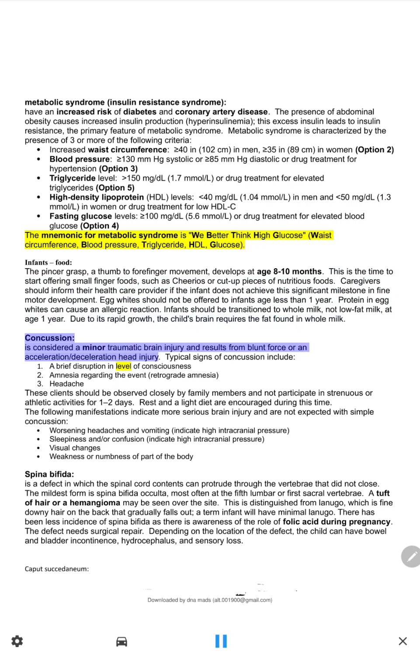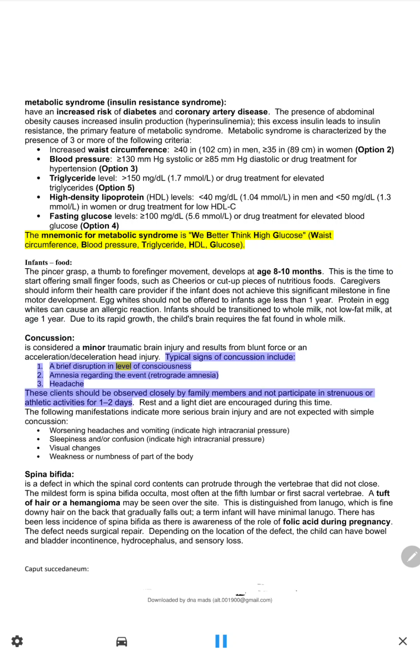Concussion is considered a minor traumatic brain injury and results from blunt force or an acceleration, deceleration head injury. Typical signs of concussion include: 1. A brief disruption in level of consciousness. 2. Amnesia regarding the event, retrograde amnesia.